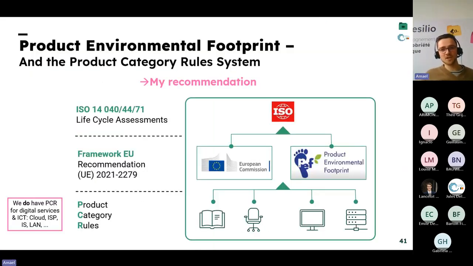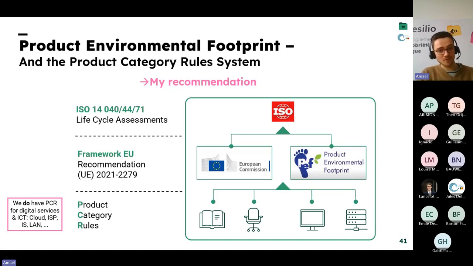This is my recommendation if you have any methodology to take: using the product environmental footprint and the product category rules system. Product environmental footprint is the EU recommendation for life cycle assessment. So you have an ISO standard you can base on, you have a recommendation from the EU you can base your contract on, and you have product category rules.